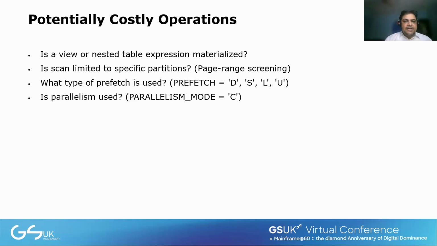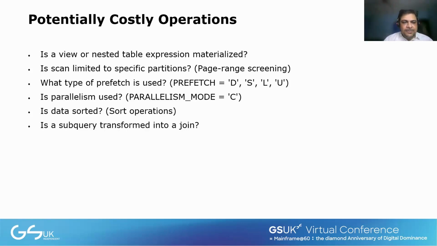Is parallelism used? DB2 sometimes can analyze and execute different sections of your query in parallel. That's good, since it means the processing is happening in parallel. You can get that data from this column. Is a sort happening or not? No sort is good, but if a sort is happening, you have to look into that. Sort is not good, and if the sort is bigger, it's even worse. Also check whether subqueries are being transformed into a join. Look into that.